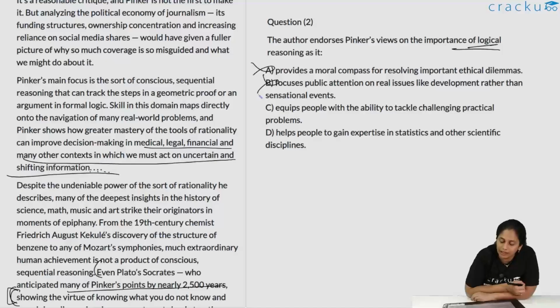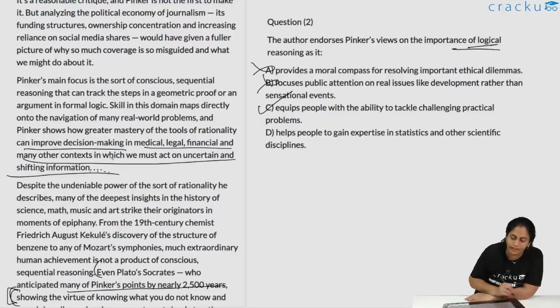Equips people with the ability to tackle challenging practical problems. This is true. This is what the author says, that in these many contexts where we have shifting information and uncertainty, this kind of logical reasoning would help you make better decisions, that it can improve decision making. So the author agrees that this importance of logical reasoning is applicable in these particular contexts. So C is the right answer.